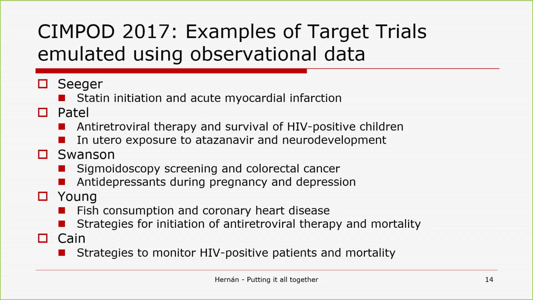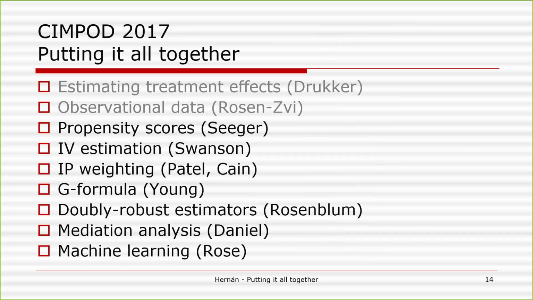So, here we have seen some examples of target trials that have been emulated using observational data. John Seeger talked about how to emulate a trial of studying initiation and acute MI, and trials of HIV infection in children. Sonia was talking about colonoscopy screening and antidepressants in pregnancy, Jessica about speech consumption, and studying the initiation of antiretroviral therapy. Lauren was talking also about initiation of antiretroviral therapy and studies to monitor HIV hospitalization and mortality. In all these cases, you are learning how to mimic the target trial that corresponds to the observational data. Okay, so that's the part about observational data.